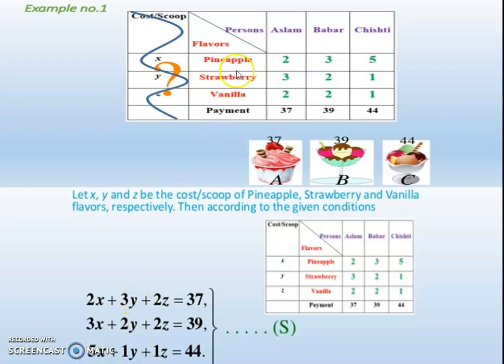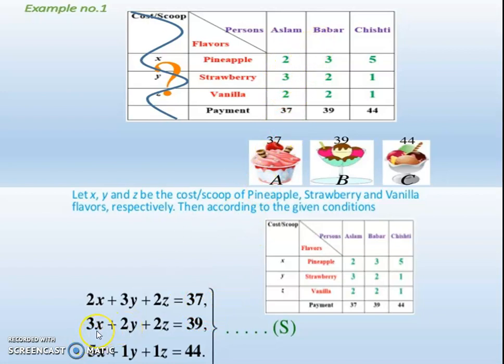Next, y is for our strawberry flavor. So for strawberry we have 3, 2, 1, for Aslam, Babar and Chishti. And our vanilla flavor we allotted the z variable. For the z variable we put the coefficients 2, 2, 1. And the cost price is obviously the first equation, that is the full payment by Aslam. For Aslam it is 2, 3, 2: pineapple, strawberry, vanilla, 37 rupees.